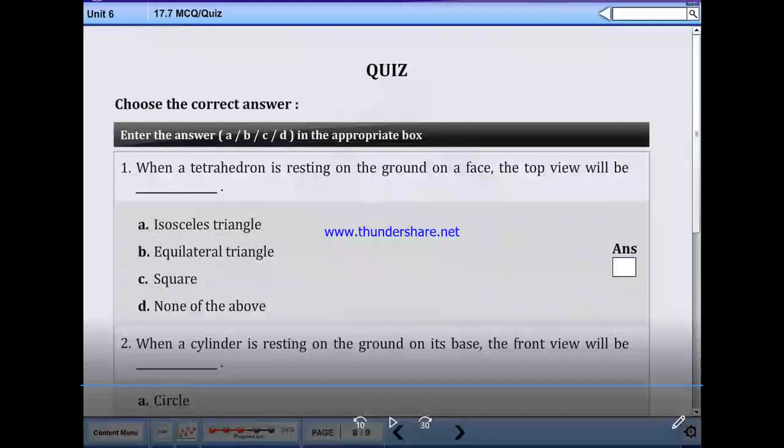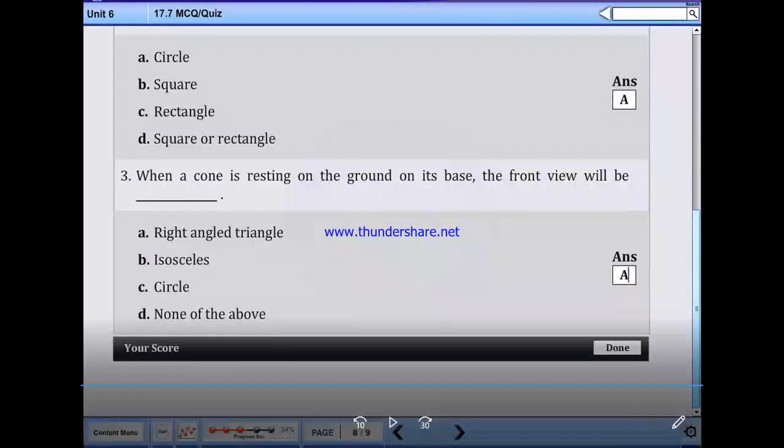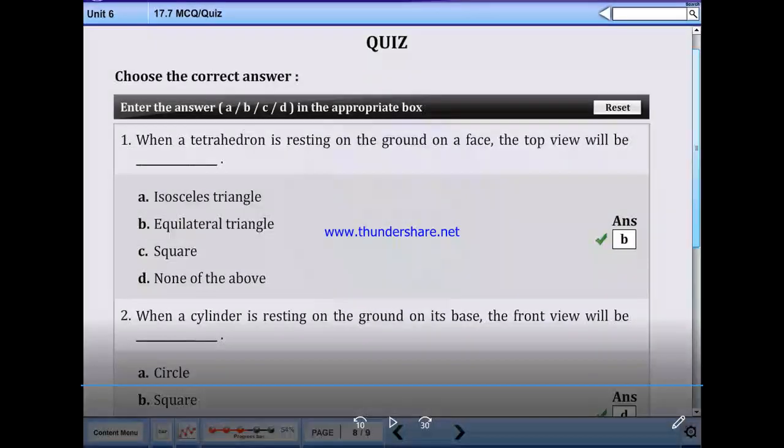Now the quiz questions. First question. Note down. When a tetrahedron is resting on the ground on a face, the top view will be: A. isosceles triangle, B. equilateral triangle, C. square, D. none of the above. Answer: B, equilateral triangle.